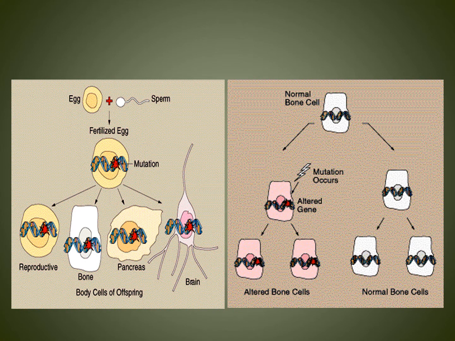So this is just to give you an idea. If you have an egg and sperm and a fertilized egg and a mutation occurs, that same mutation is going to go into the reproductive cells, the bone, the pancreas, because it's inside your DNA. A normal cell, once it has it, it's just going to be there, but it's not passed through.